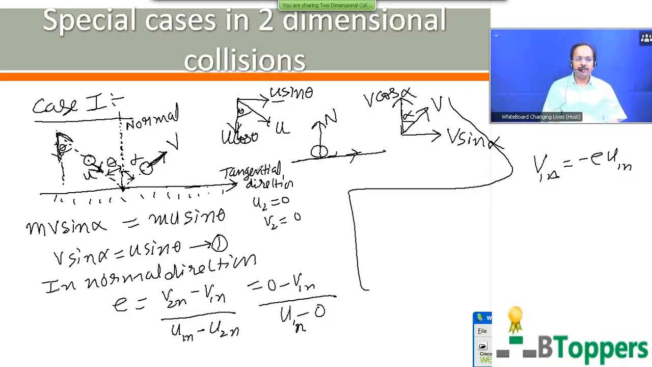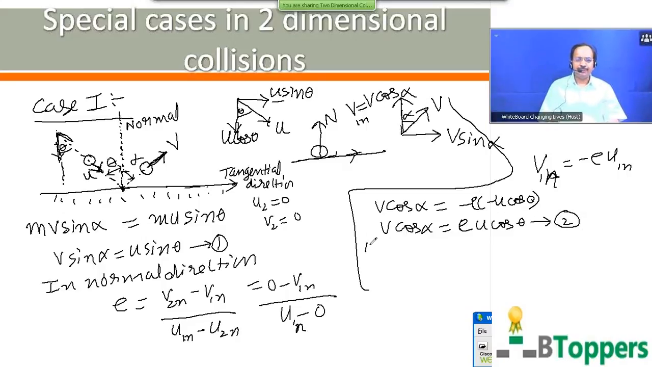U1N is the velocity of the ball in the normal direction just before collision, which has magnitude u directed downwards. V1N is the velocity of the ball in the normal direction just after collision, which has magnitude v cos alpha. If you give a positive sign for V1N in the upward direction, you have to give a negative sign for U1N, which is directed downwards. Therefore V1N is v cos alpha, and U1N is minus u cos theta. So v cos alpha equals e times u cos theta.